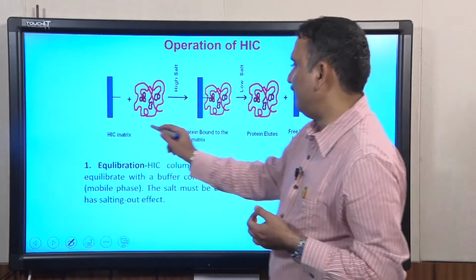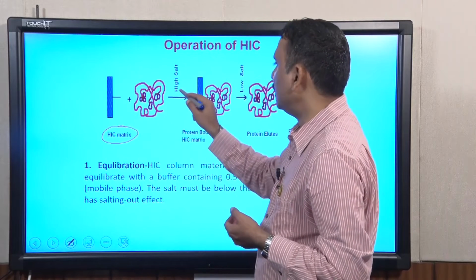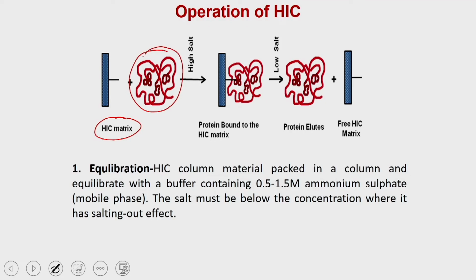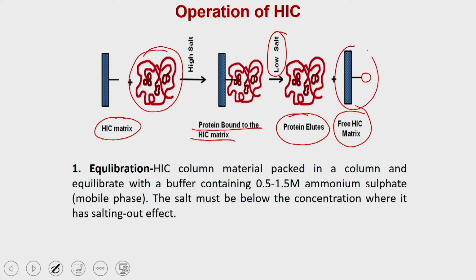So, this is what you have: a HIC matrix, you add your protein which has already been incubated with the high salt. Once you put it under the high salt, the protein will bind to the HIC matrix, and then you do a washing step, and then you reduce the salt concentration. As soon as you reduce the salt concentration, the protein is going to be eluted, and that leaves your HIC matrix, which can be used for the next round of chromatography.